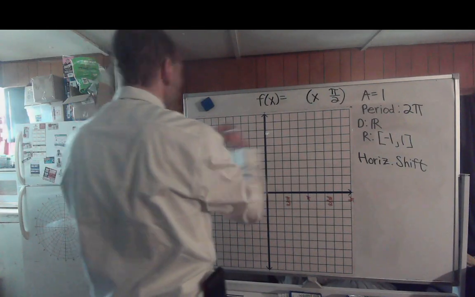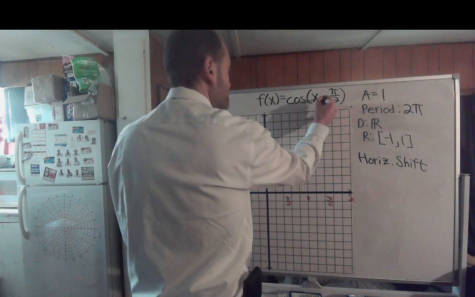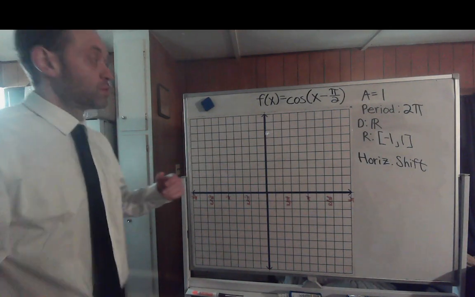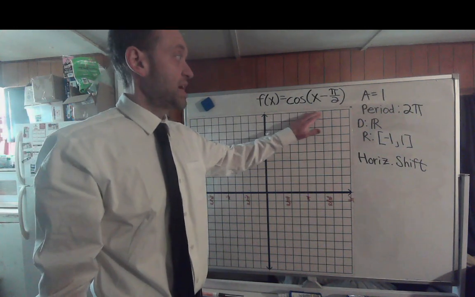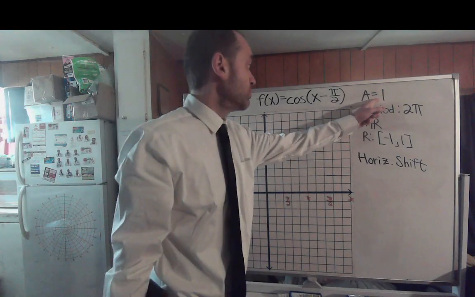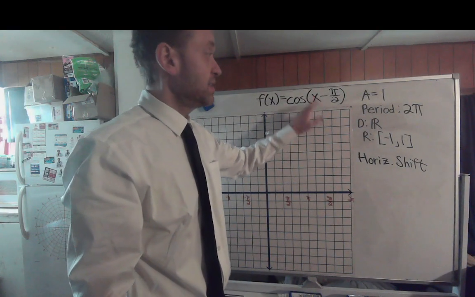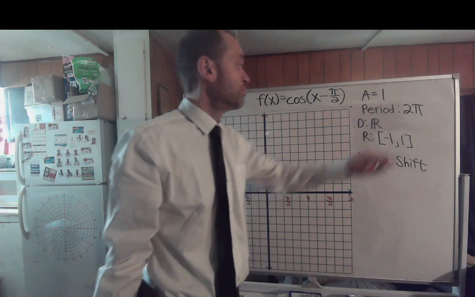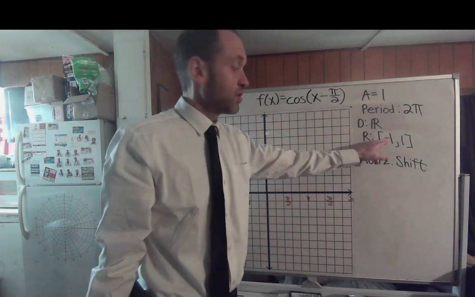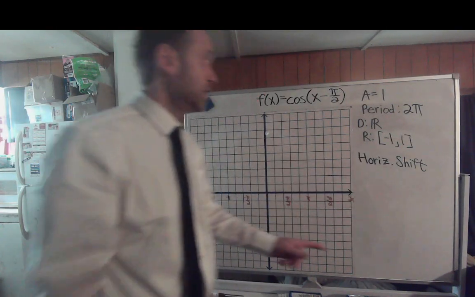I'll keep it simple here. f of x equals the cosine of x minus pi over 2. Your amplitude is still 1 because of the coefficient on cosine. Your coefficient on x itself is still 1, so your period's still 2 pi. Your domain's still all real numbers. You don't have any vertical shifts or other coefficients on x, so your range is still negative 1 to 1.